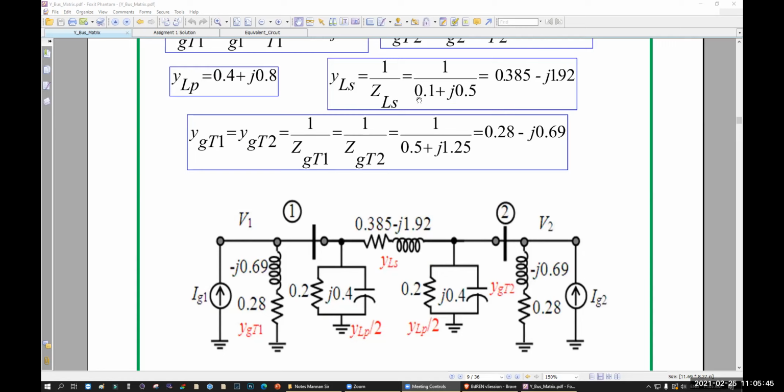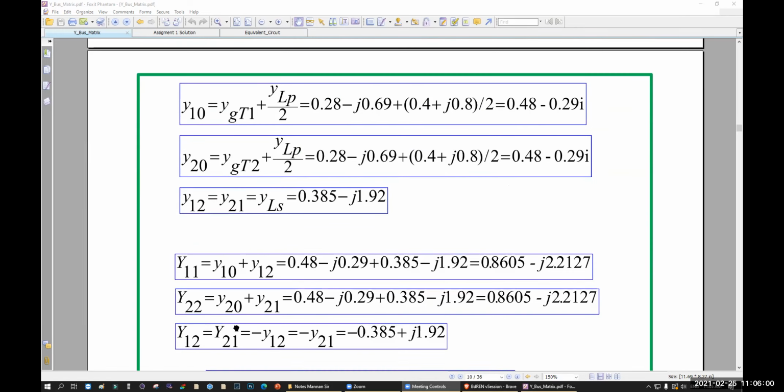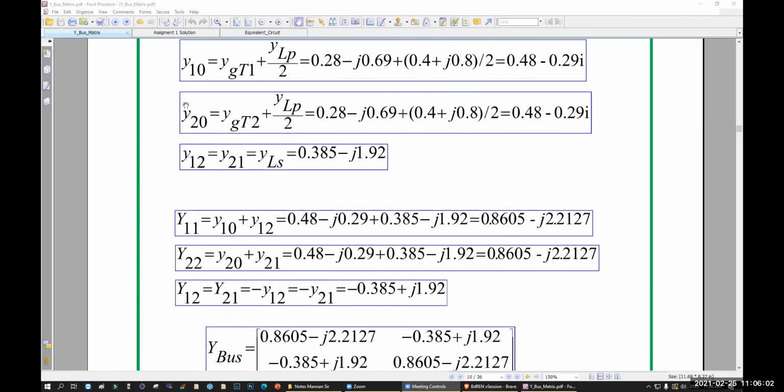You do not have to invert them, because they are already in admittance. Remember this. Now you have to make the Y bus matrix. How?